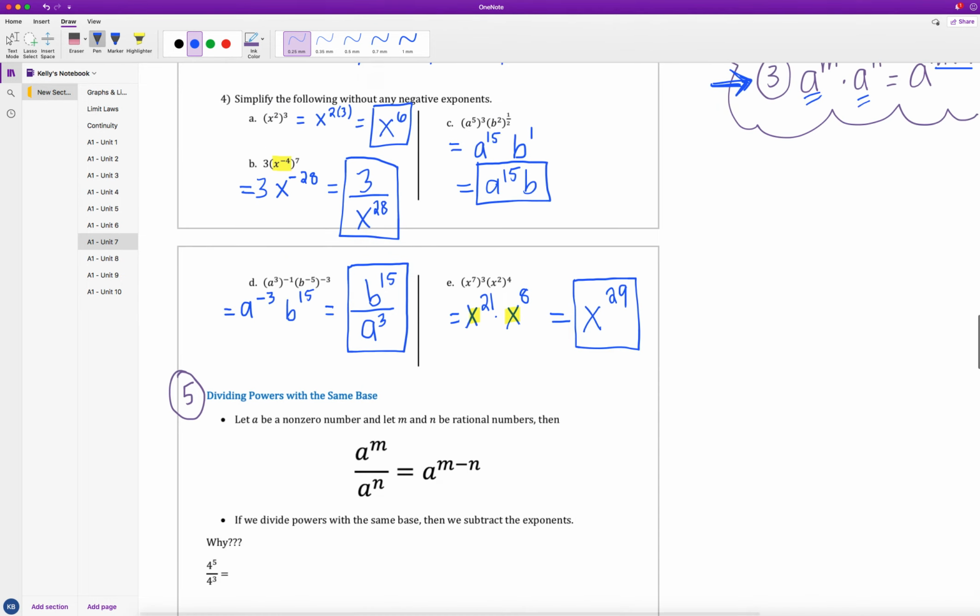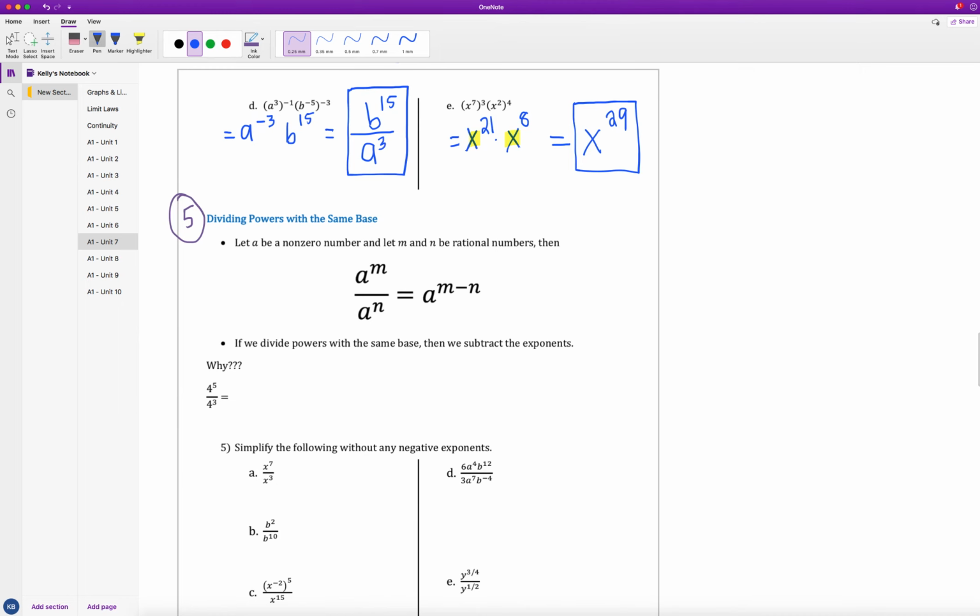Okay, let's look at our property number 5. So the 5th property is kind of similar to that 3rd one, but it's what happens when I divide powers with the same base. So if a is a non-zero number and m and n are rational numbers, then if I have a to the m power divided by a to the n, that would be equal to a to the m minus n. So again, this is only working because I have the same base here. So if I have the same base and I'm dividing them, I would subtract the exponents.